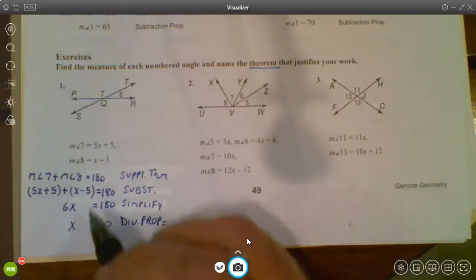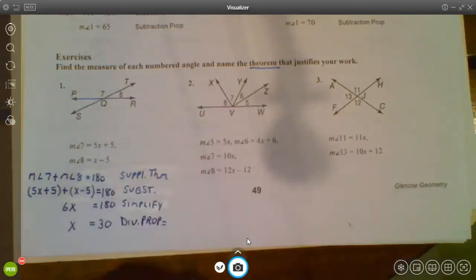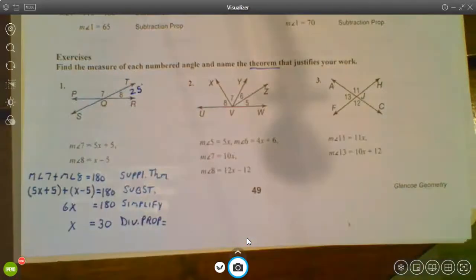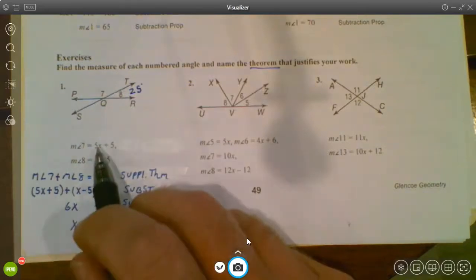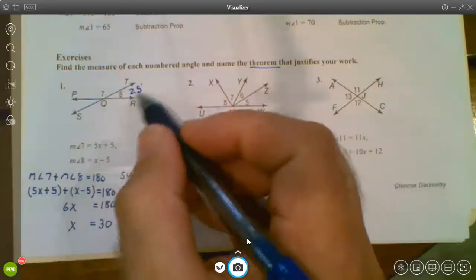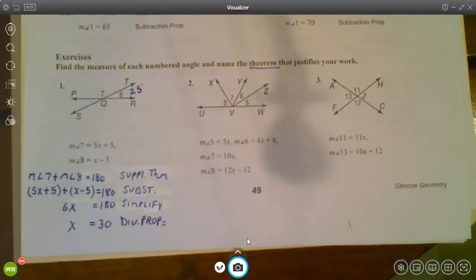So if I took my 30 and plugged it back in for x, then the measure of angle 8 is 25. And then you could also plug this back in for x to get angle 7. Another approach would be, we already know they add to 180, so if I wanted to at this point, I could just subtract this from 180 in order to get angle 7. That works too. So whatever gets you there.